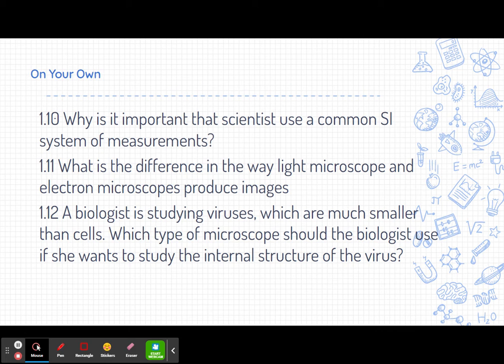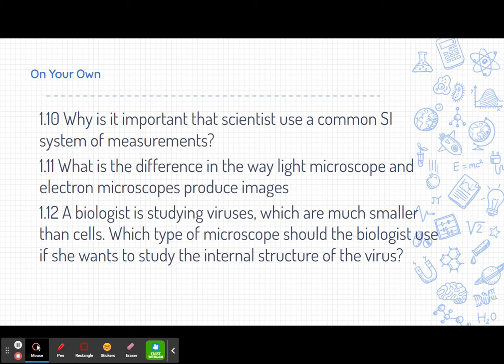The difference between light microscope and electron microscopes: a light microscope uses light, an electron microscope uses electrons. With electron microscopes, the critters don't stay around long. They get fried. With a light microscope, they can stay around a long time, and you can watch them and observe them. We're going to see some really, really cool critters.